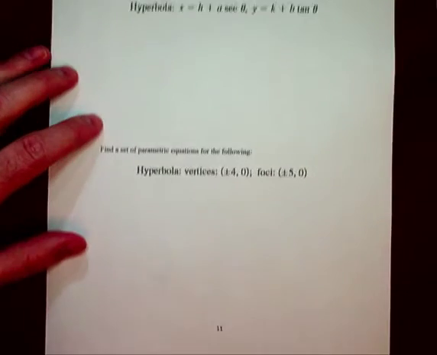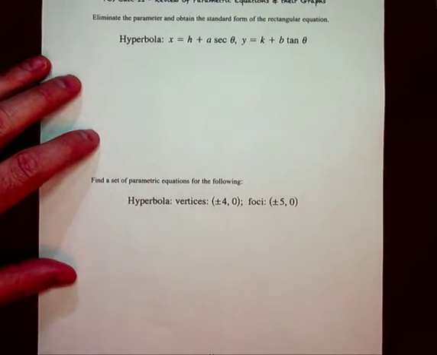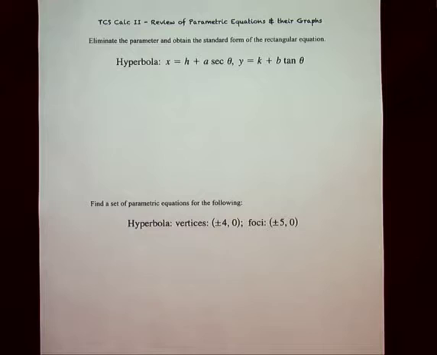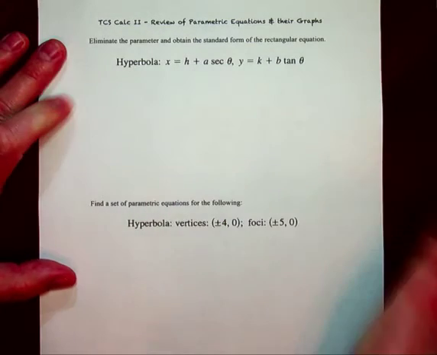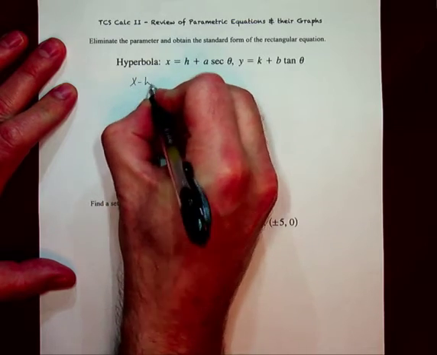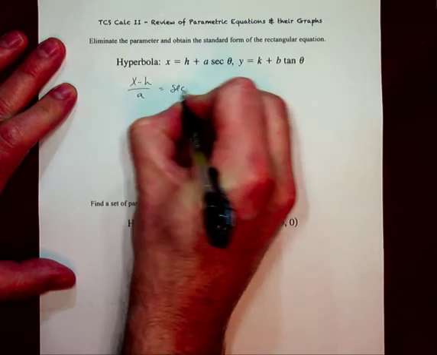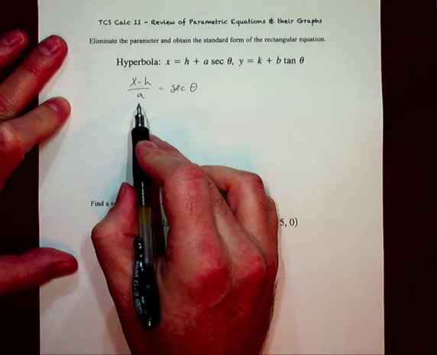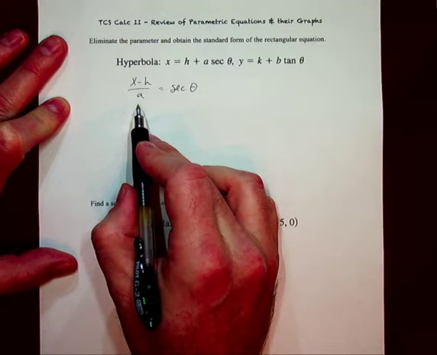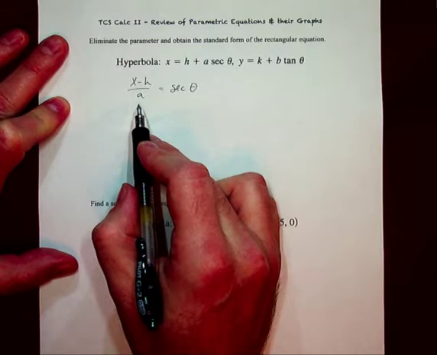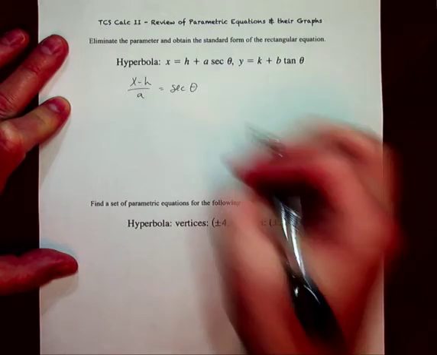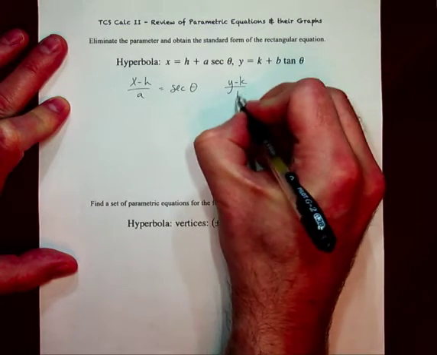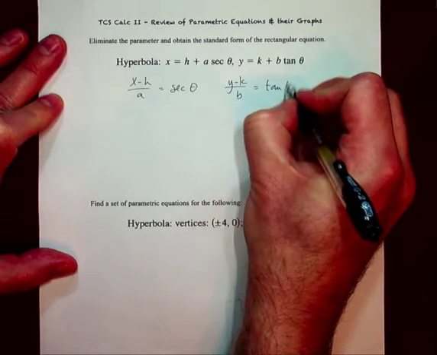Alrighty, let's go ahead and do hyperbolas. Now, hyperbolas, obviously, we're going to be solving for secant and tangent, and that's x minus h over a is equal to secant theta. And so that basically means that it's going to be a hyperbola that opens up horizontally, because we know that the secant squared comes first in the difference, and since subtraction is not commutative, that's important. y minus k over b is equal to tangent theta.